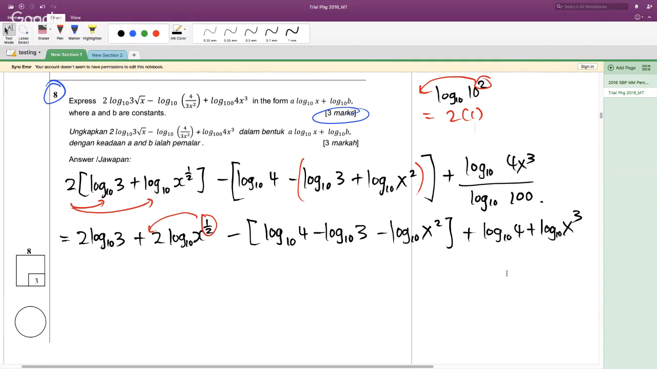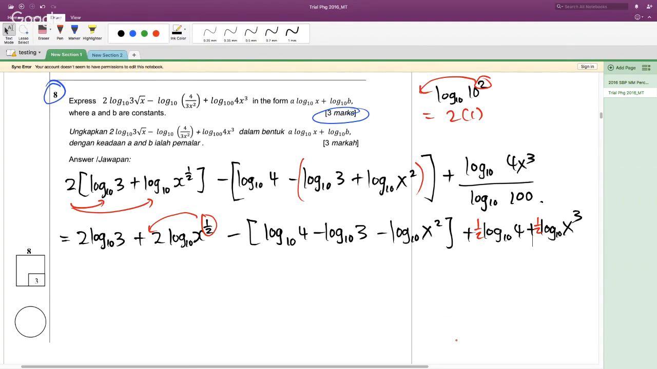I will solve. Divide by 2 means what? It means you multiply by 1 over 2. You multiply 1 over 2 for both, so you multiply half here and multiply half here. So what happens here is basically you have to solve one by one.